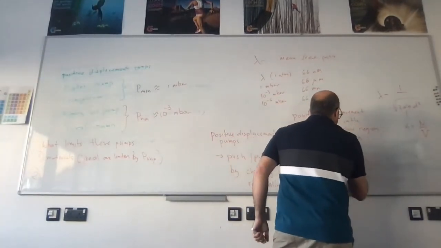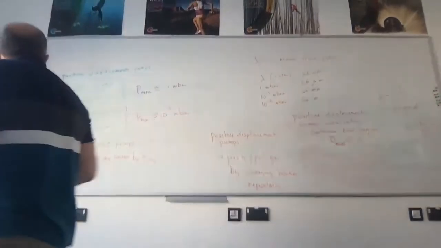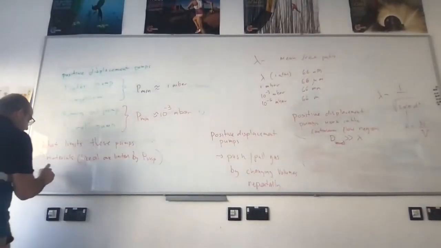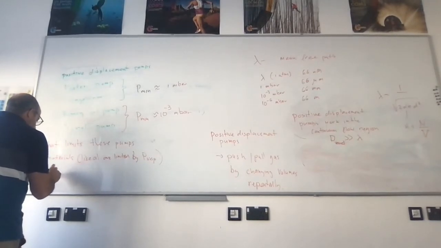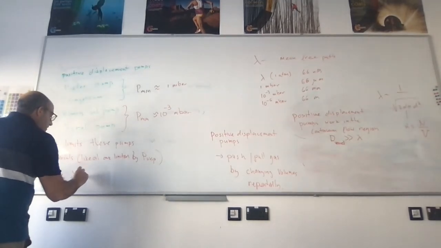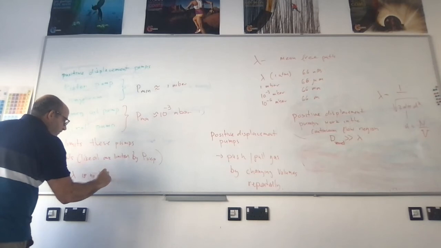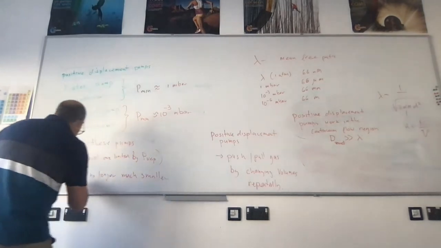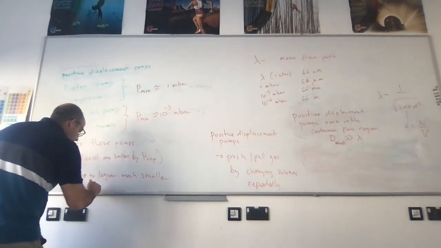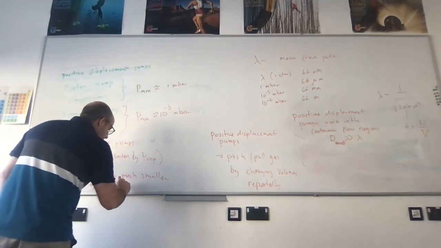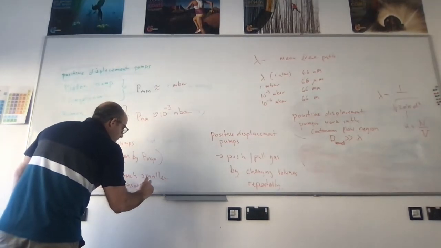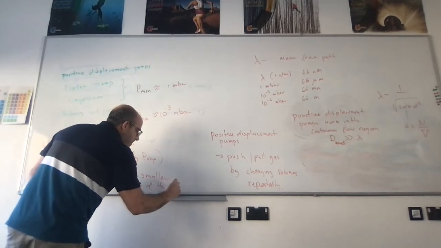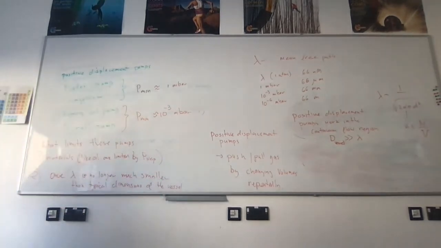So at 10 to the minus 3, collisions are simply no longer efficient. So what limits these pumps? The number 2 is basically once lambda is no longer much smaller than the typical dimensions of the vessel you're pumping, okay? And that basically kills these types of pumps.